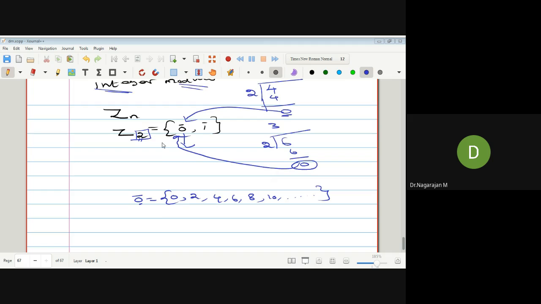Okay, next is the 1 par. How do we put it? Here the remainder should be 1. Which elements have remainder 1? Take 3, and divide it by 2. How many times? 1 time 2, therefore 2. Therefore 3 minus 2 is 1. I put that 1. This 1 is called the remainder. Therefore that is called a class.